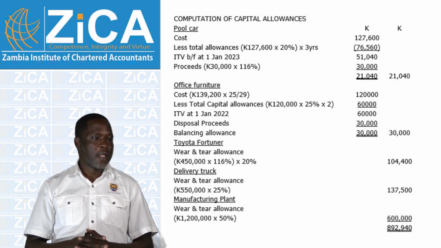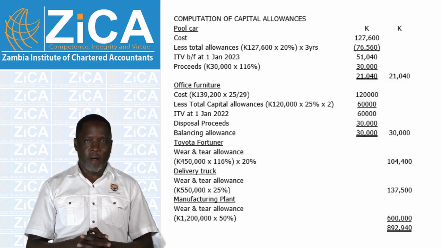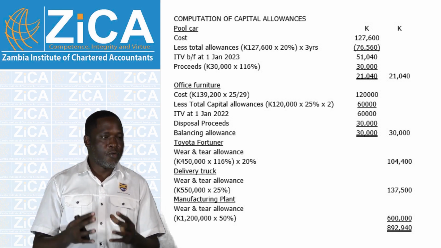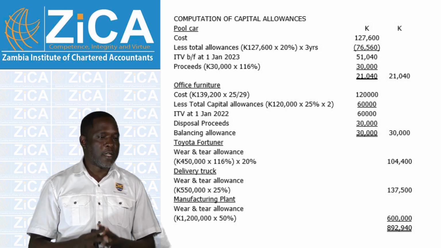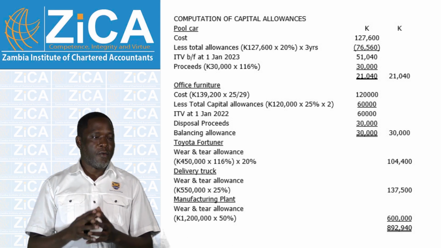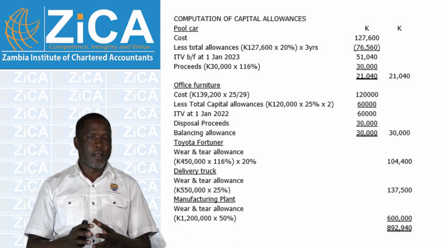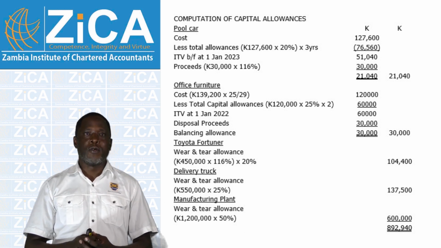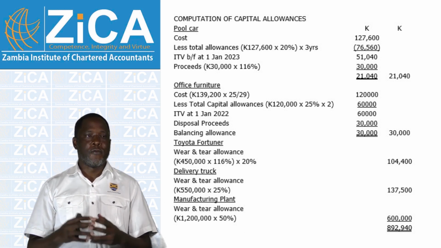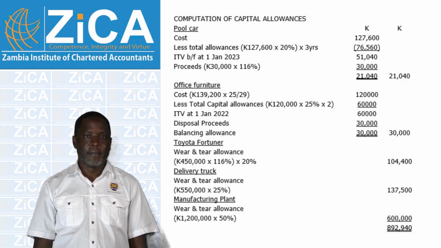So in this case, once you calculate the VAT inclusive value of the motor car, then you charge the capital allowance at 20%, and it gave us 104,400, as we have demonstrated there. So that is how you deal with questions involving value added tax when computing capital allowances.